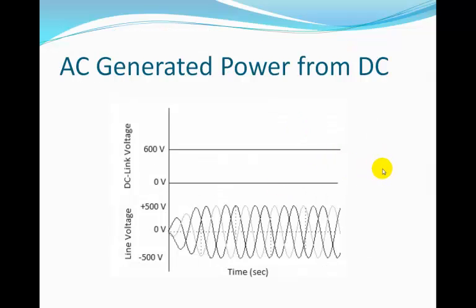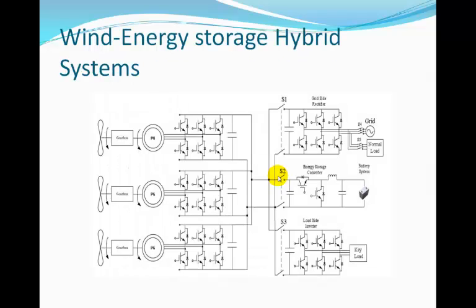AC generated power from DC looks like this. So it is done with a 3-phase inverter, and over here we have a wind farm which is generating electricity with the help of a gearbox.